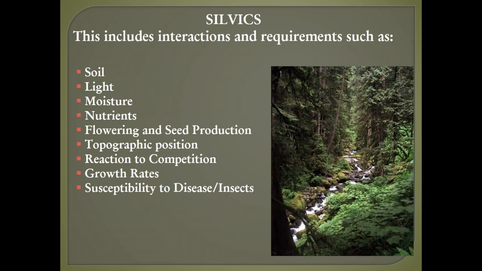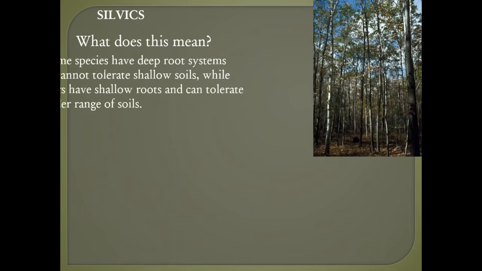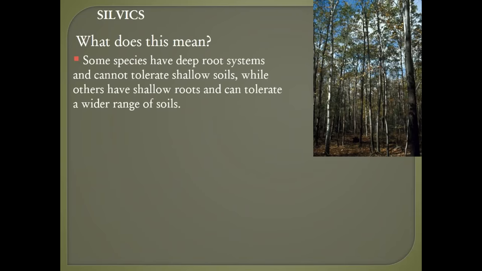This is really what drives one tree to grow and where another tree won't do as well. That reaction to competition is an enormous factor in silvics. So what do we mean by this? Some species have deep root systems and cannot tolerate shallow soils, while others have shallow roots and can tolerate a wide range of soils. A good example of this is bur oak with a very long tap root versus red maple. Red maple has a shallow root system and can grow just about anywhere.